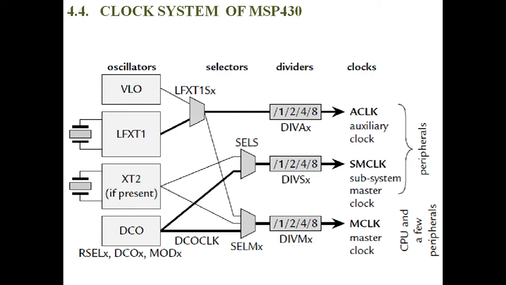So the MSP 430 clock system contains three clock systems. One is master clock, subsystem master clock, auxiliary clock. This auxiliary clock signal is generated by using a very low frequency oscillator and a low frequency oscillator. First, the very low frequency oscillator, which generates low frequency signals around 12 kilohertz.